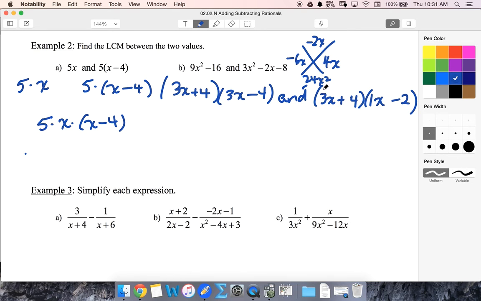So here are my factors. I see in common 3x plus 4, so that's part of my common multiple. What's missing, I need to also have a 3x minus 4, and I need to also have an x minus 2. So there's my least common multiple. So I'm going to stop now and think about using that to simplify each of these.